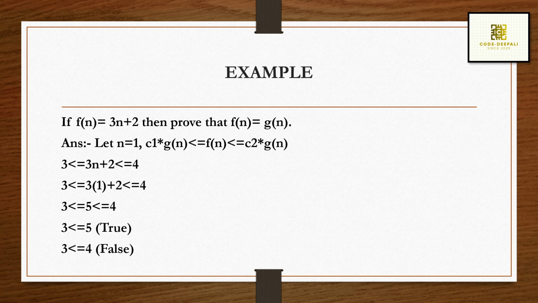Let's consider an example. f of n is equal to 3n plus 2. Prove that f of n is equal to theta g of n. Let n is equal to 1. c1 is equal to 3 and c2 is equal to 4. Then 3 is less than or equal to 5 and 5 is less than or equal to 4. The first one is true and the second one is false.